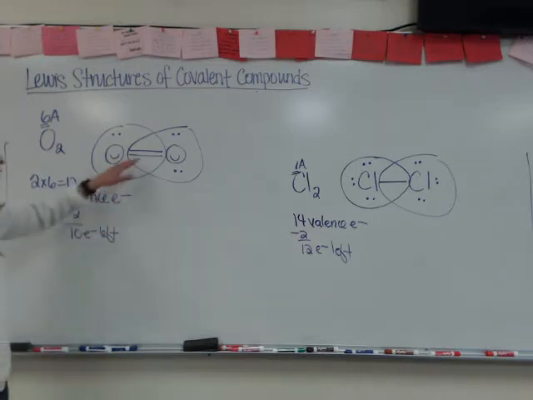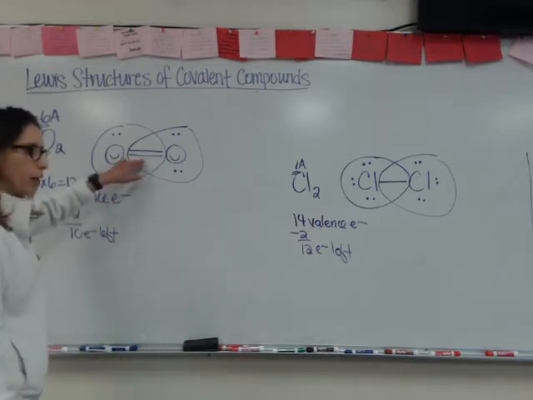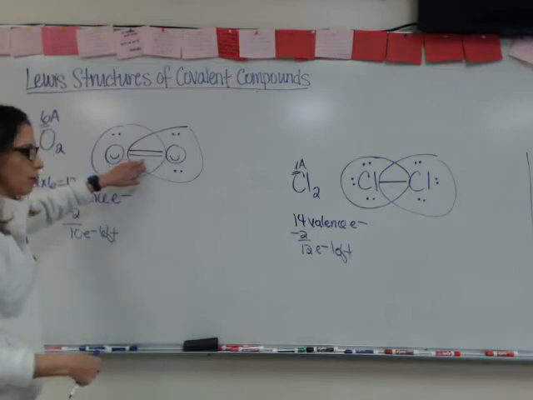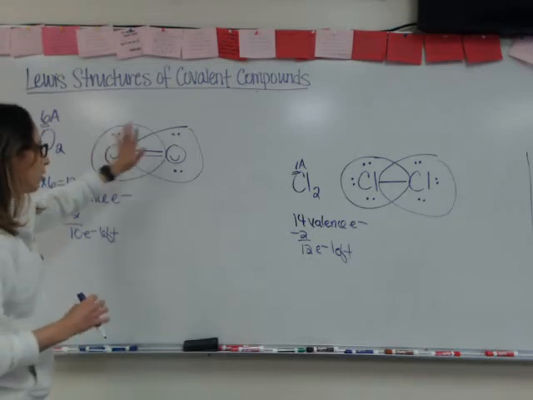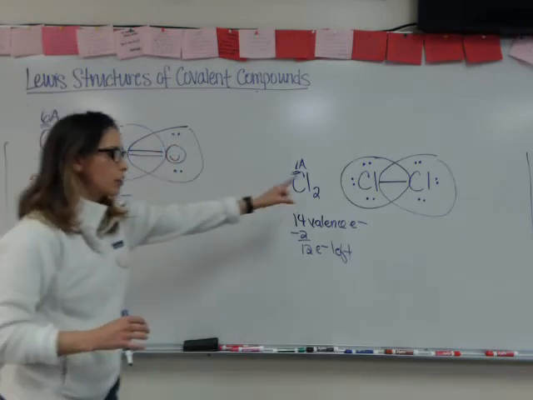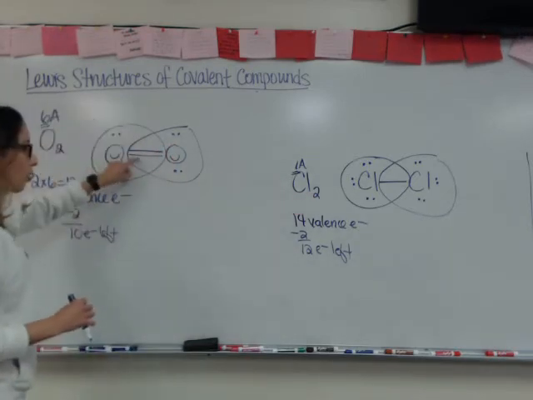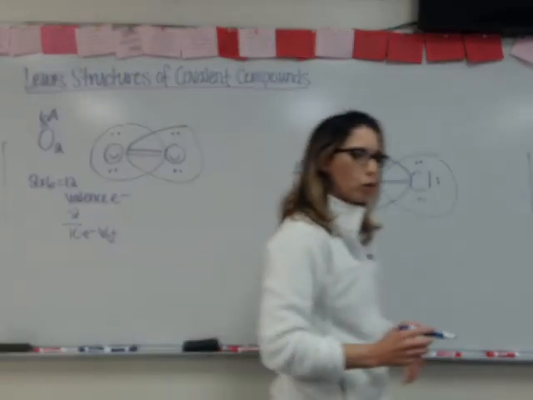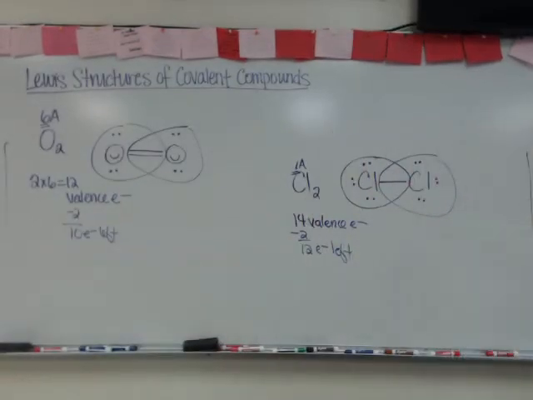So you don't share a pair in the middle and create a double bond unless you run out of electrons to create 8 on each. Over here, I didn't run out, but here I did, and that's why I had to make a double bond. Double bonds, in terms of their length, are shorter than single bonds.